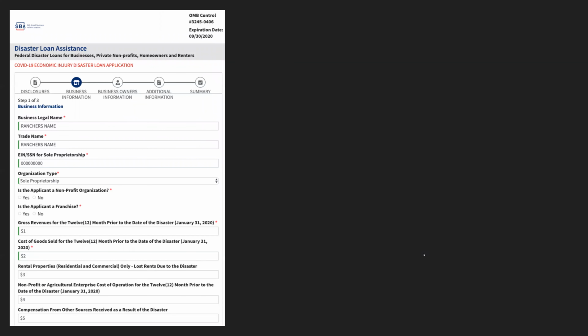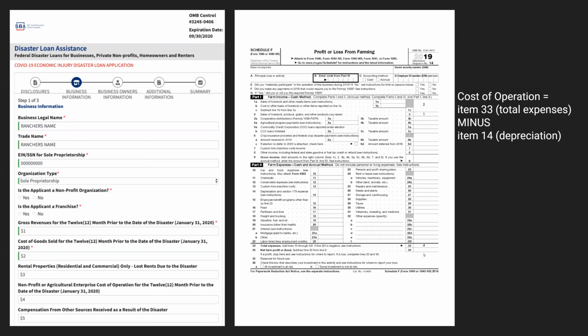And here is where you would input the legal name of the business. In this instance, this would be the rancher's name for both the business legal name and the trade name. If you're a sole proprietorship, you would use your social security number to validate the business information. You would select sole proprietorship for organization type. The applicant as an egg producer would not be a nonprofit organization, and the applicant would not be a franchise.